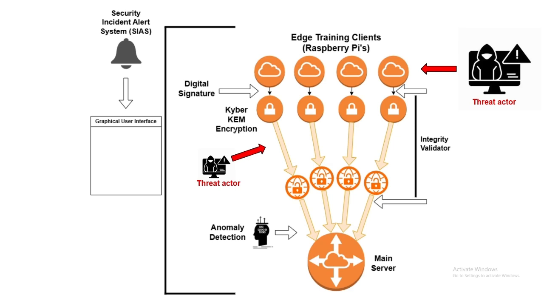it is in transit. In order to prevent against a poison node, we have digital signatures to authorize our clients, and we also have anomaly detection that will detect if one of the nodes is sending anomalous data. We also have all of this wrapped up in a security incident alert system, which will notify the administrator through a graphical user interface if there are any issues along the way.